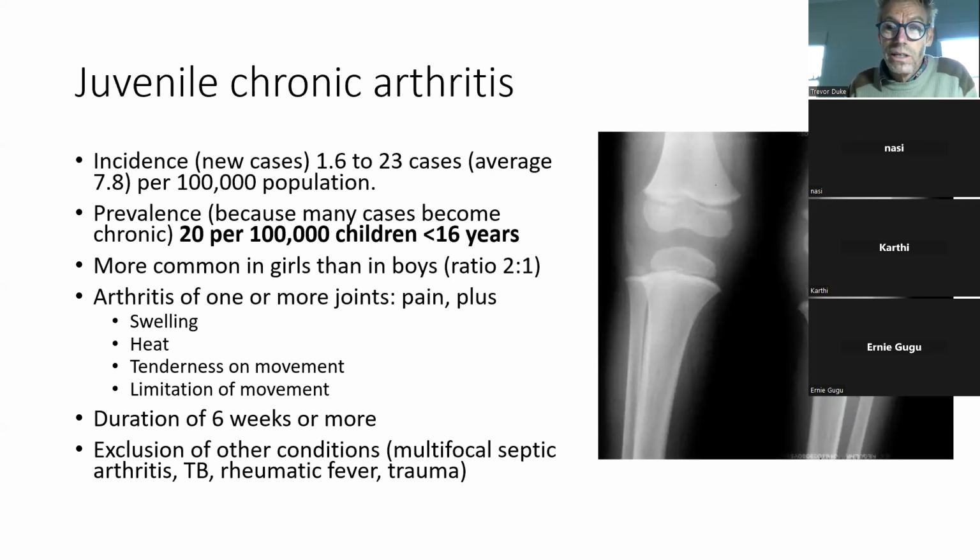So taking the history and doing a full examination is really important, looking for the other clinical features that might point you towards these other conditions, staph septic arthritis, TB or rheumatic fever or trauma, or if it's of a very transient nature, then transient synovitis is important. But once you've excluded all those things, then the child who's got persistent arthropathy, arthritis, really probably has juvenile chronic arthritis. It's probably the most common cause.